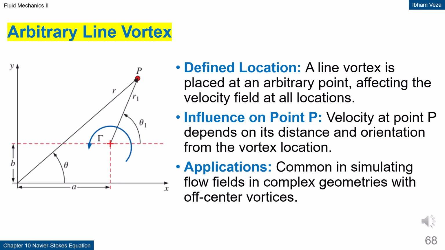Arbitrary line vortex. If a line vortex is placed at an arbitrary location, the velocity field throughout the domain is affected. The velocity at a point is determined by its distance and orientation relative to the vortex. Mathematically, the equation form is similar to the centered vortex case, only with shifted coordinates. Physically, there is no change in the fundamental nature of the flow. This allows modeling of multiple vortices in one system.